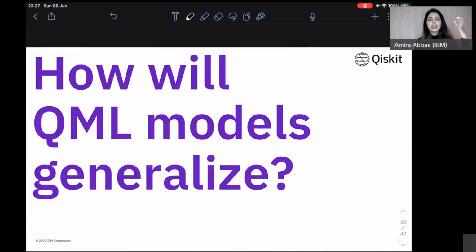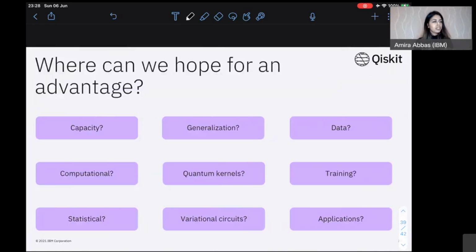And unfortunately, I don't have the answer, but there are a lot of people thinking about this, a lot of people exploring this idea, and we really need to try and understand this a little bit better, right? Because if we can understand how quantum machine learning models will generalize, we can start to try to think about how to formulate where we can hope for advantages.